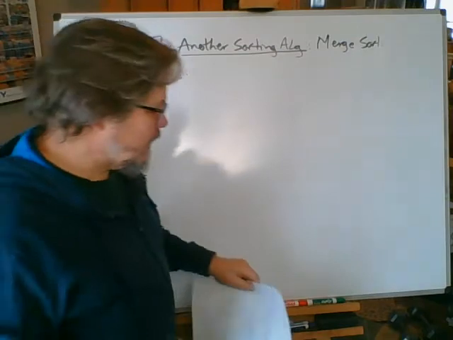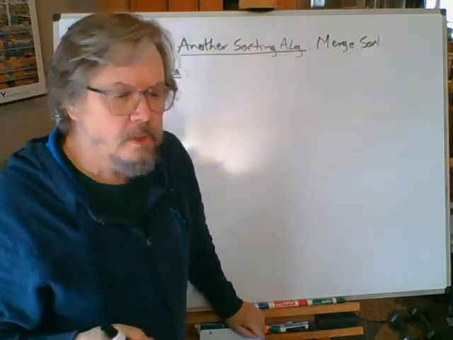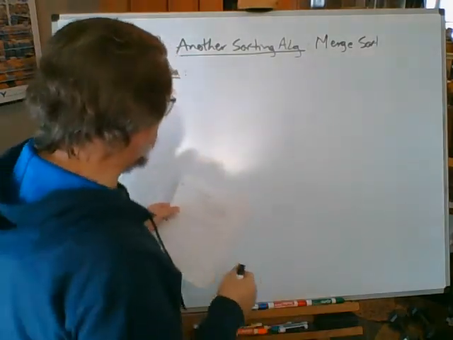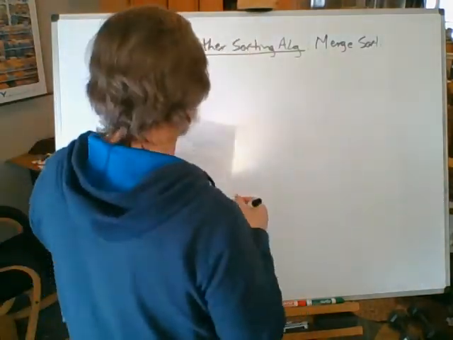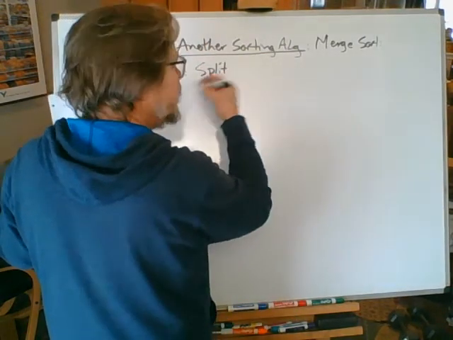you remember the big idea behind bubble sort was, well, let's just go through the whole list. We'll swap pairs that are out of order, do that over and over again until they're in order. There. Bubble sort in a nutshell. The idea of merge sort is very different. Split the list in half. We never did that in bubble sort.